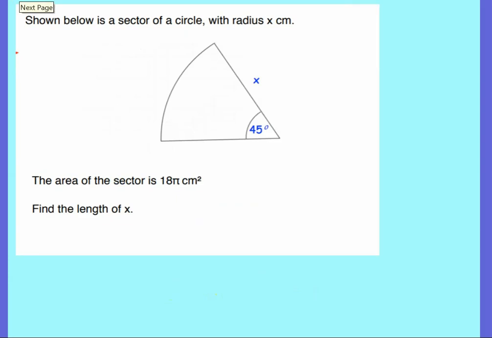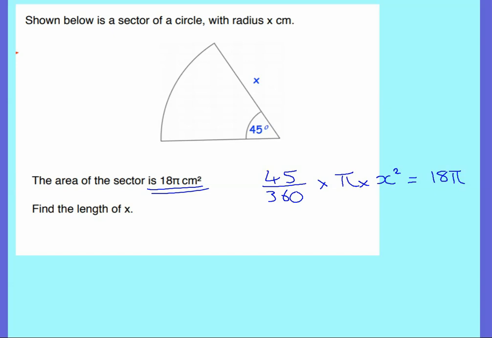So this is more of a reverse problem. I like these far more. This time they're telling you the area is 18 pi, and we will need to work out the length of x. So what we know is 45 over 360 times pi times x squared, because that's the radius squared. Well, that gives me 18 pi.